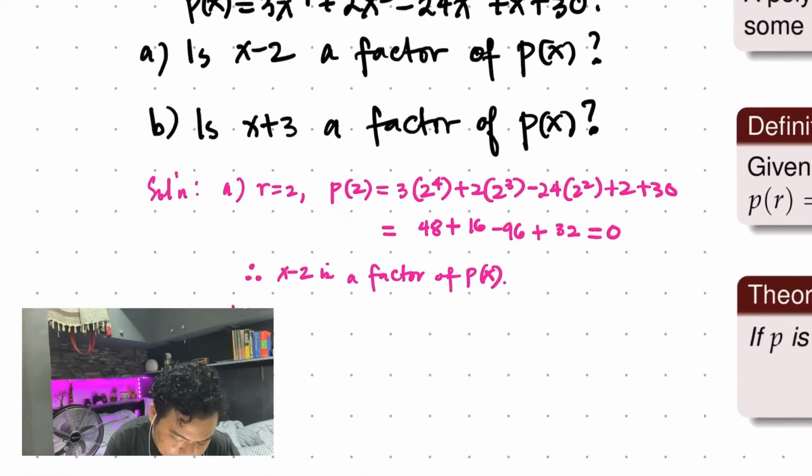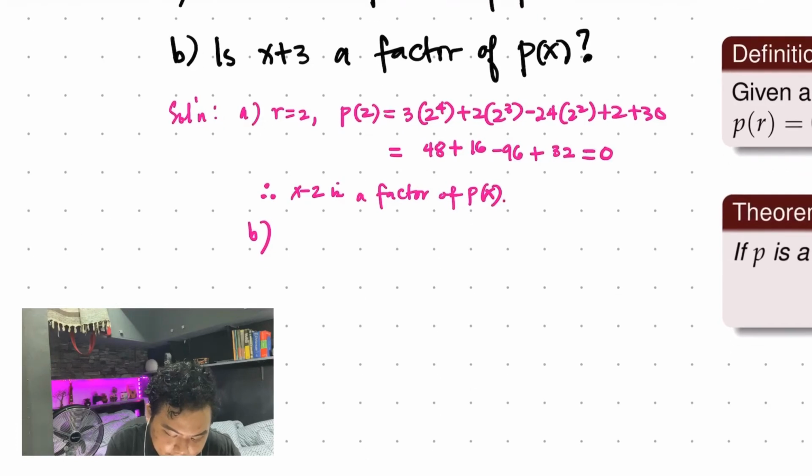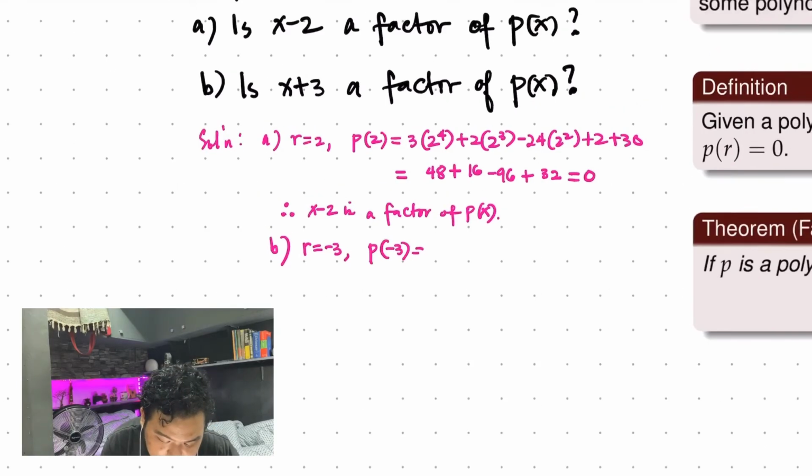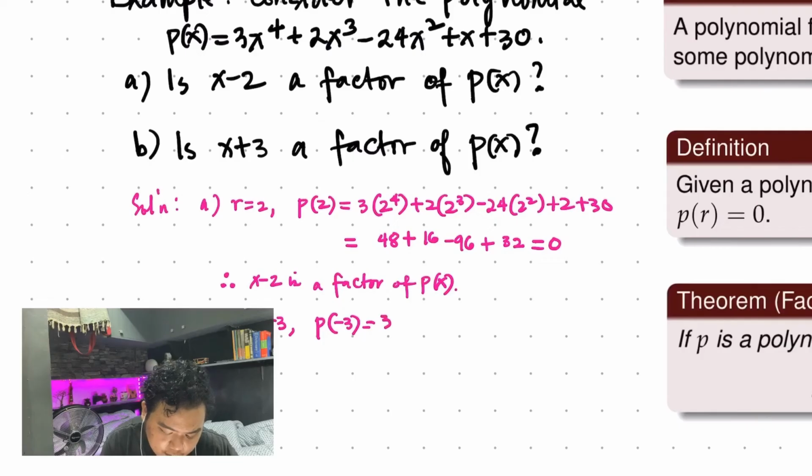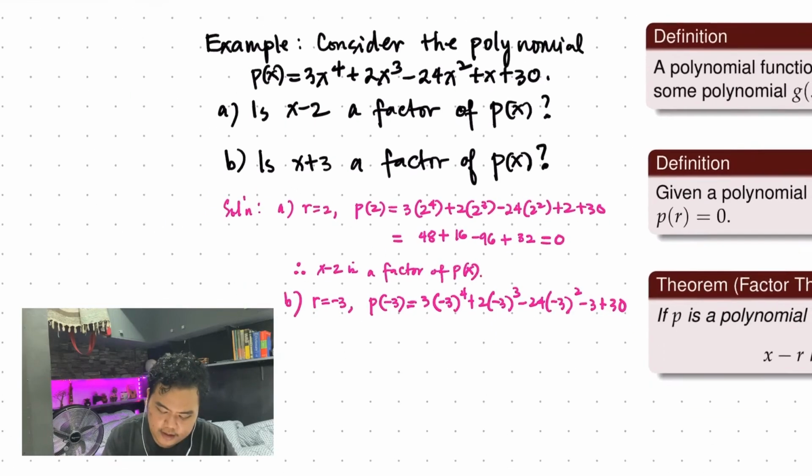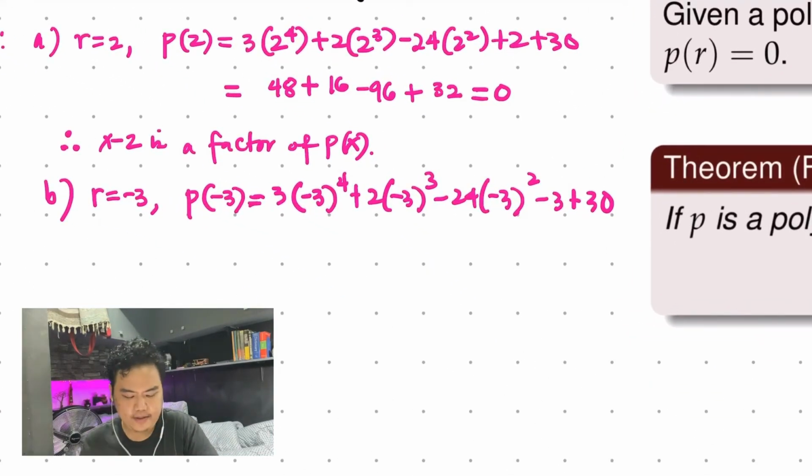Si B naman. Sa B, ang x minus r natin is x plus 3, so ang r natin is negative 3. So, we plug in negative 3. Mapapasubo ata ako dito sa exponentiation. Plug in natin ha. Negative 3 squared, minus 3, plus 30.